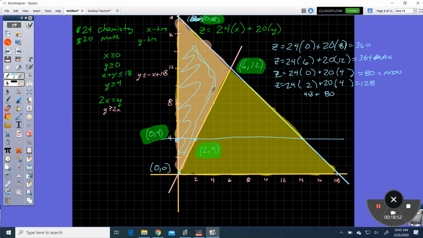Because remember, it has to be twice as many. So all of these are going to be twice as many, like 4 hours of this, 8 hours of that. So 4 hours, this is chemistry, and this is math. So it has to be on this timeline right along here, because that's the number of hours that he can work. So for the maximum, it has to be somewhere along that line.